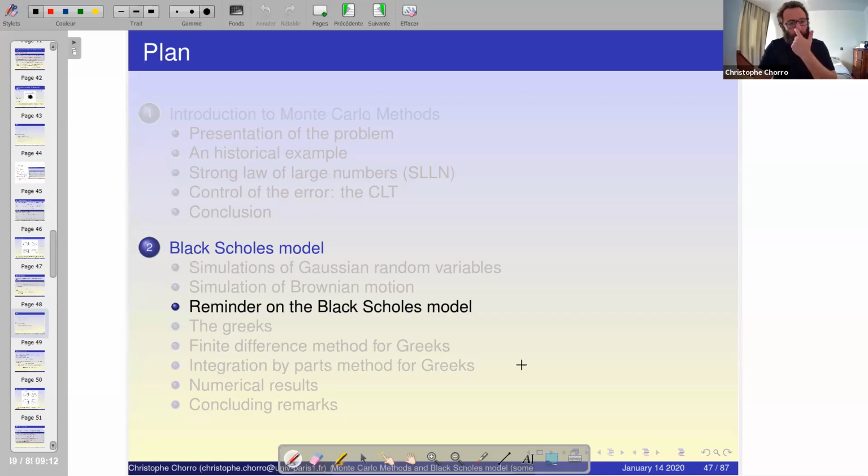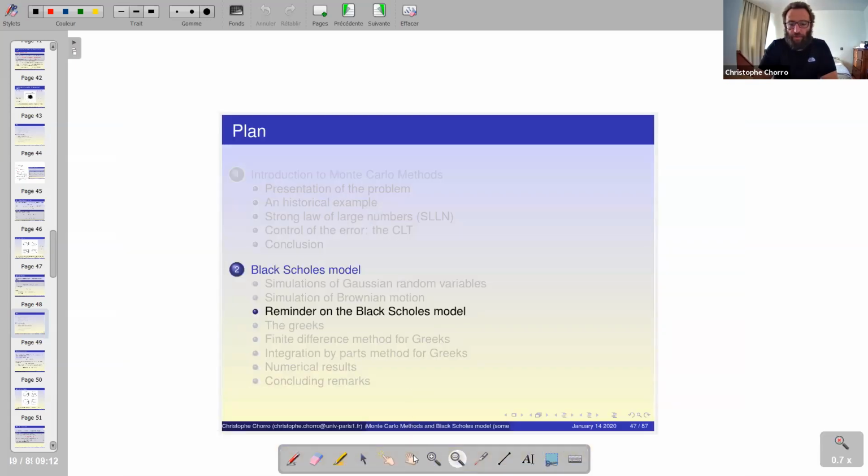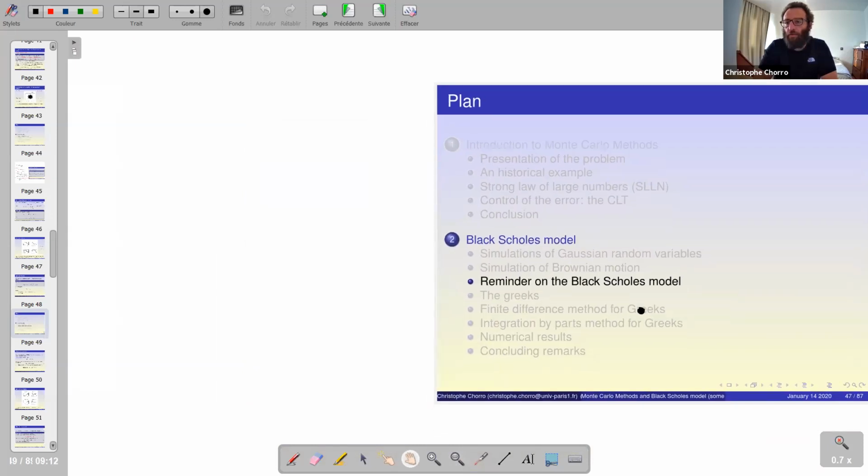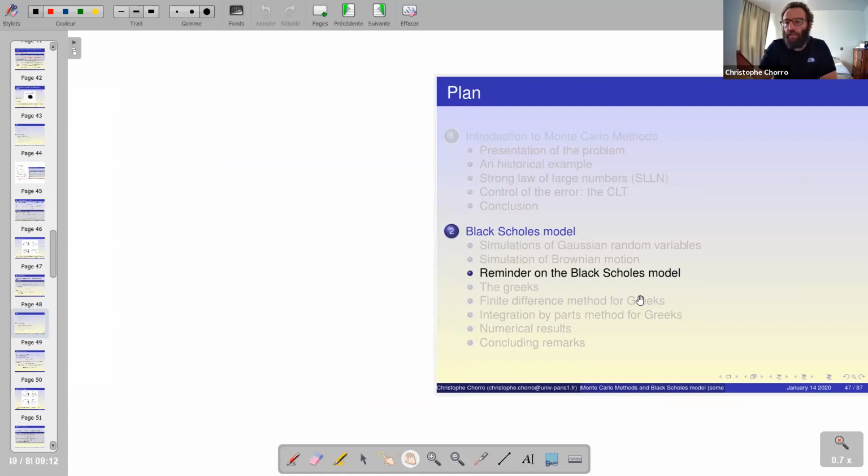Okay, so let's come back to the course. Now we are going to work in the framework of the Black and Scholes model, in order to introduce what may be the problem in using Monte Carlo methods if I want to compute with them all the quantities that are important if I want to price and to hedge in the Black and Scholes model.